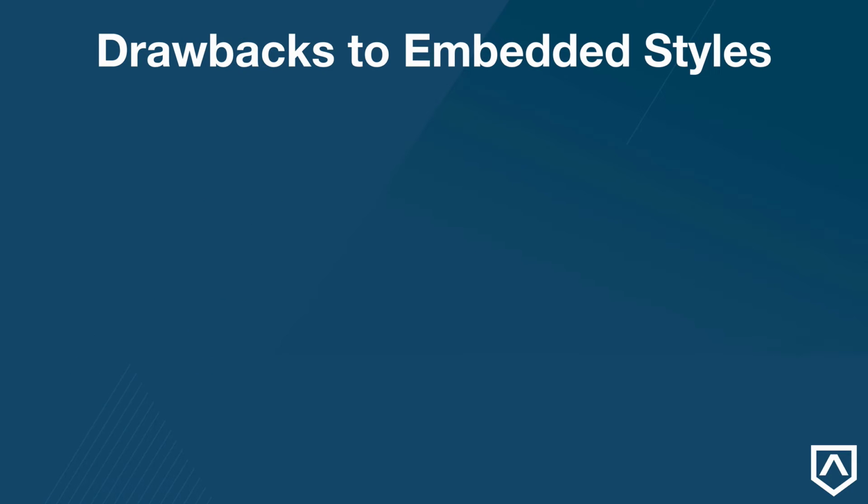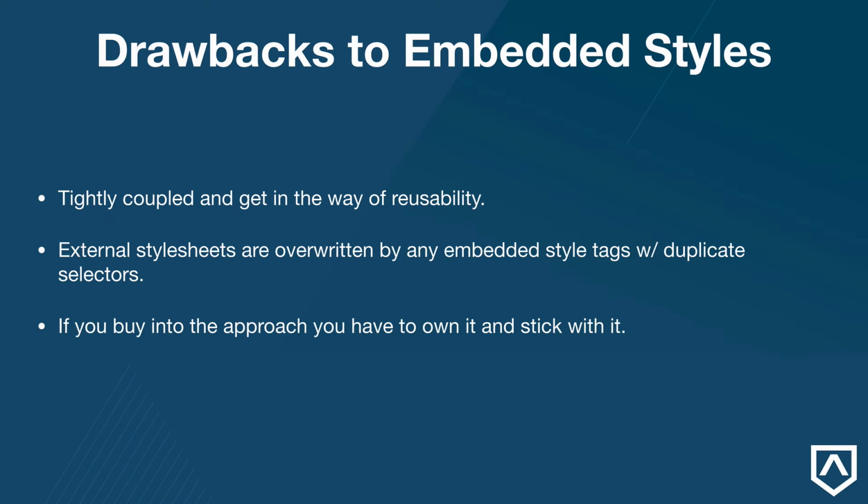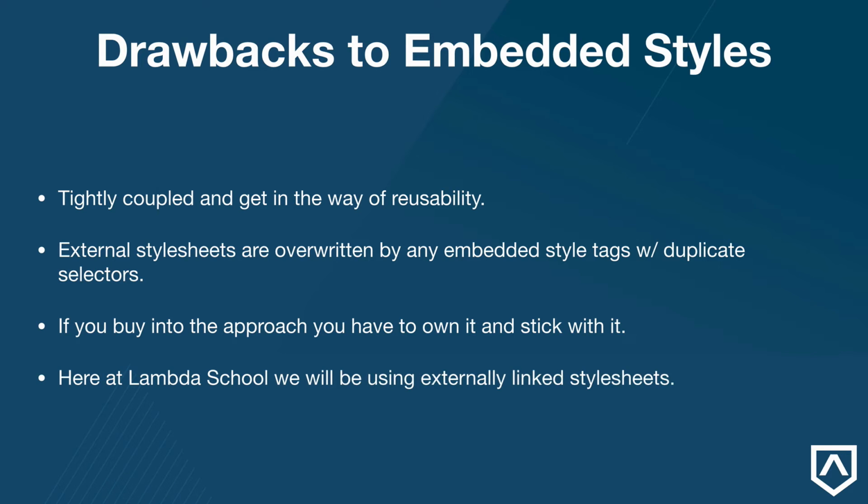Some of the drawbacks to embedded styles are that they're tightly coupled and they get in the way of reusability. Remember, this is the idea of taking that style tag and writing all of your styles inside of your HTML document. So imagine a giant HTML document that is just full of all these styles. External style sheets are overwritten by any embedded style tags with duplicate selectors. So imagine if you had a bunch of duplicate selectors that you're expecting your styles to come through, they'll be overwritten as soon as you embed. If you buy into this approach, you have to own it and stick with it. Here at Lambda School, we will be using externally linked style sheets.